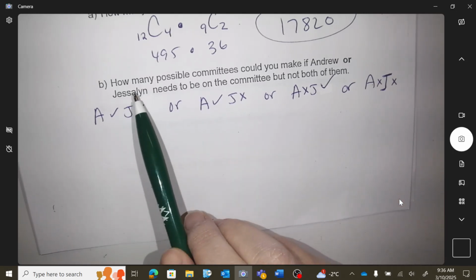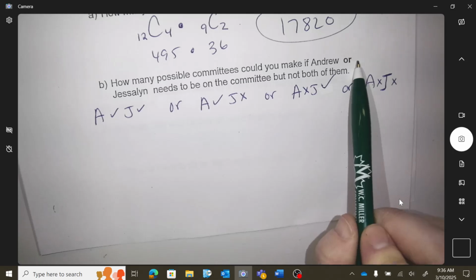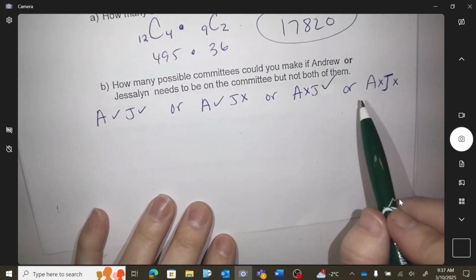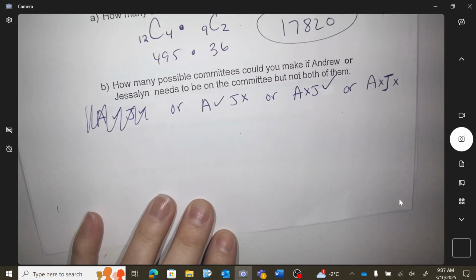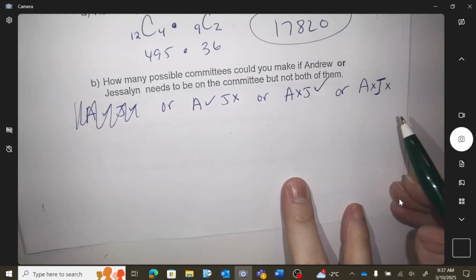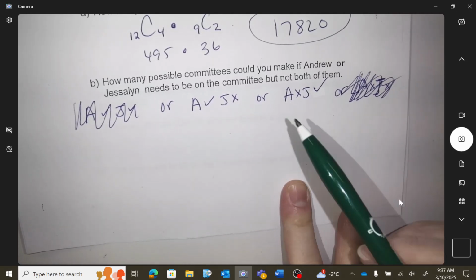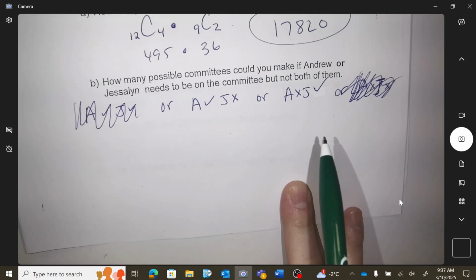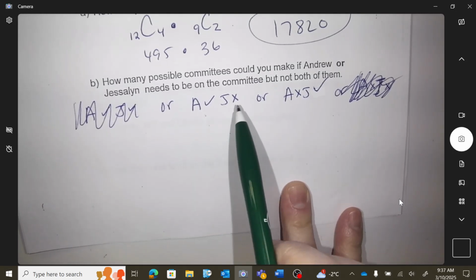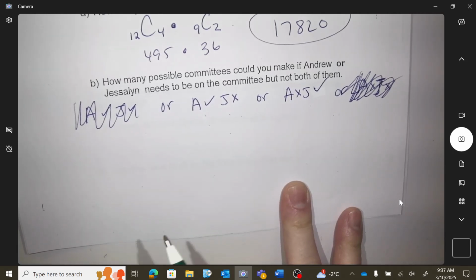So the question says, how many committees are possible if Andrew or Jesslyn need to be on, but not both of them? So we can't do that. We can't put them both on. And one of them has to be on, so we can't do that one either. So we are left with 2 scenarios. The first scenario is where Andrew's on, but Jesslyn is off, and then vice versa. Okay, so here we go.